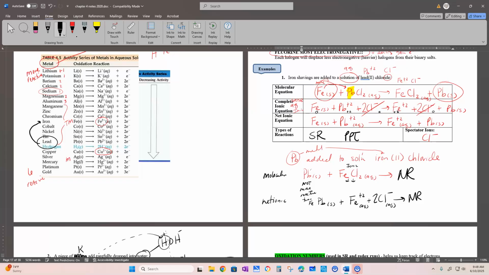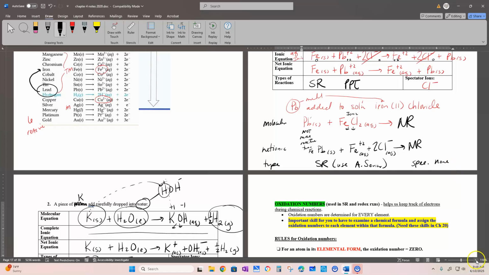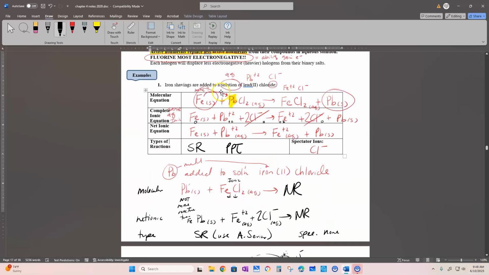So what type? Well, it was still single replacement, and why? Because I had to use the activity series to figure it out. It's still single replacement. No reaction is what happened. But what about spectators? Well, there's none, because there was no reaction. Okay, so nothing occurred. I just want you to see what that would look like if you actually had somebody less reactive. Okay, I'm going to zoom back out so we can get to the last type of reaction.